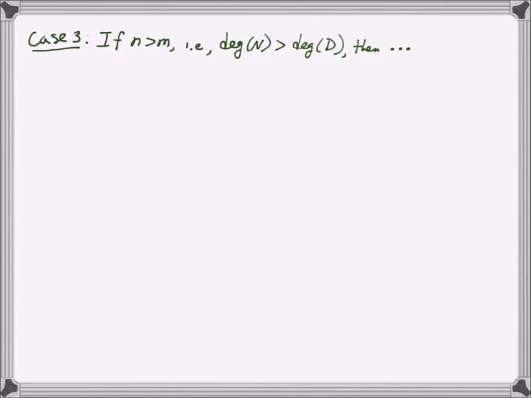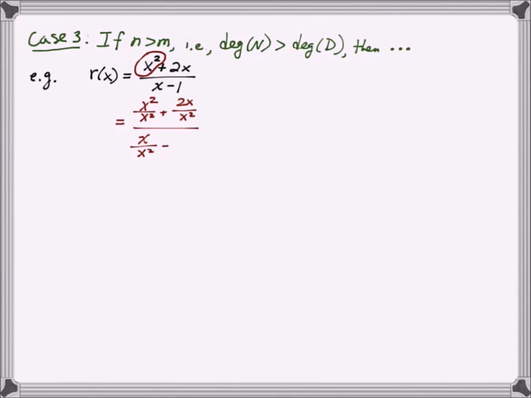In this last situation, we have the reverse case, where the degree of the numerator is greater than the degree of the denominator. For example, r of x equals x squared plus 2x divided by x minus 1. But you can also do a similar trick as before by dividing every single term in the polynomials by the dominating term, x squared, to get x squared over x squared plus 2 over x squared plus 2x over x squared divided by x over x squared minus 1 over x squared. This reduces down to 1 plus 2 over x squared divided by 1 over x minus 1 over x squared.